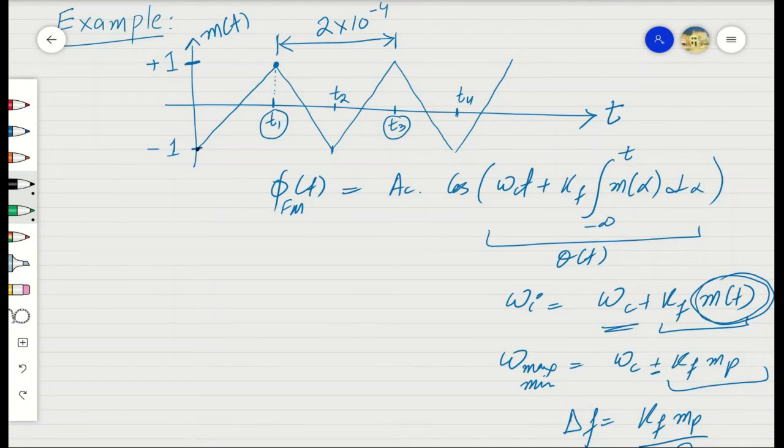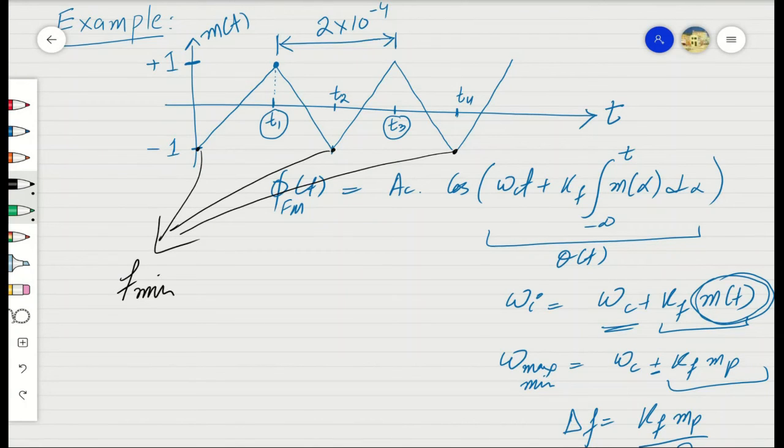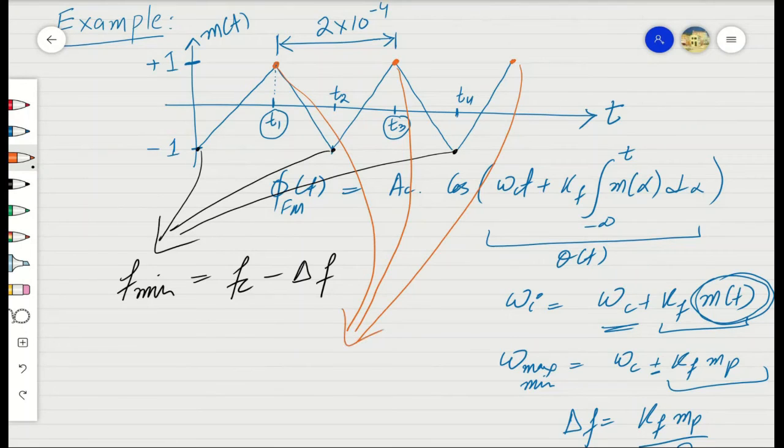So at the time instances where the negative peak of the information signal is being experienced, the lowest frequency of the modulated signal will be generated, that is f minimum, which is fc minus the peak frequency deviation, delta f. And for the instances where the positive peak of the information signal is experienced, the maximum frequency of the modulated signal will be generated, that is f max, fc plus delta f, where delta f represents the maximum deviation caused in the frequency of the carrier signal by the amplitude of the information signal.